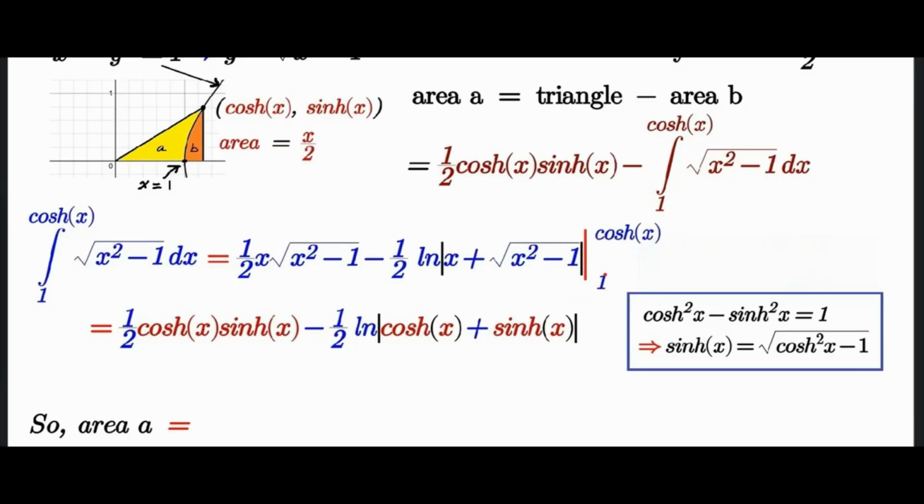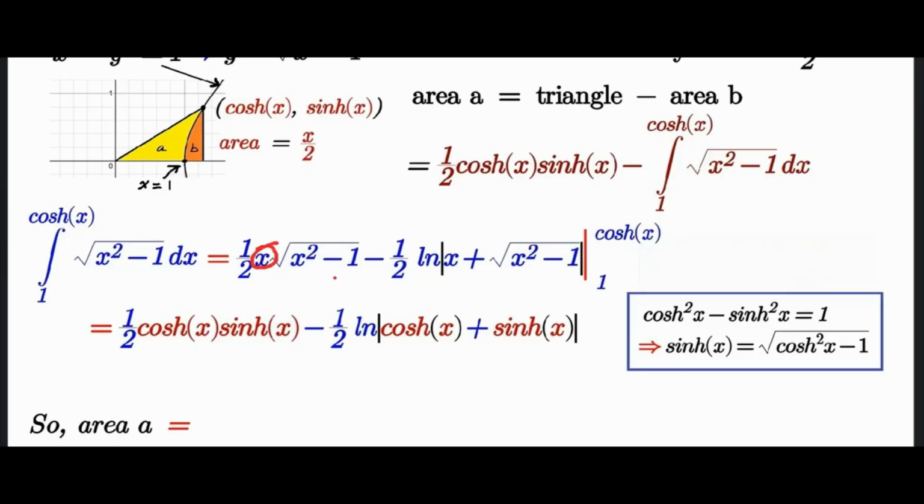But the cool thing is, if you plug in 1, you'll notice that turns into a 0, that turns into a 0, natural log of 1 is 0, so this entire thing just goes away. So we don't even have to worry about evaluating at 1 and subtracting. All we have to do is plug in cosh. So that's it. Just plug cosh into all of this, and when you do that, here's an x, so that's going to be cosh.